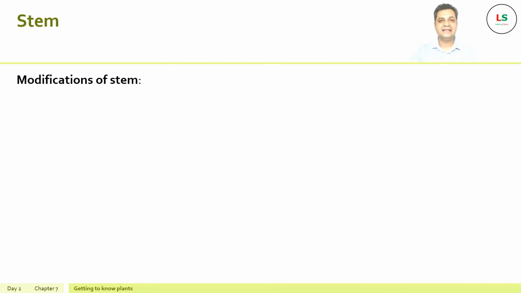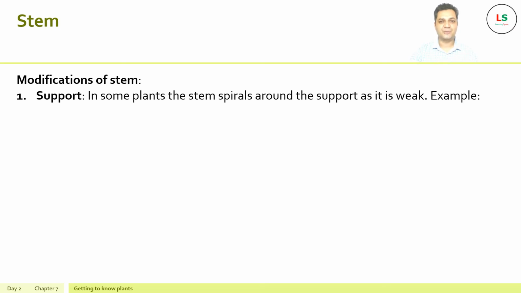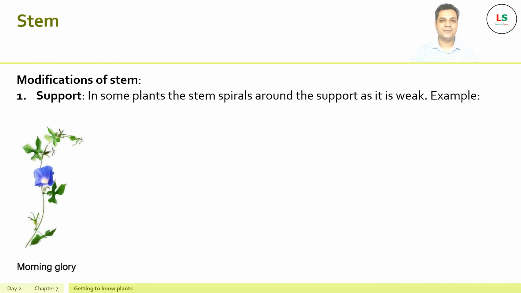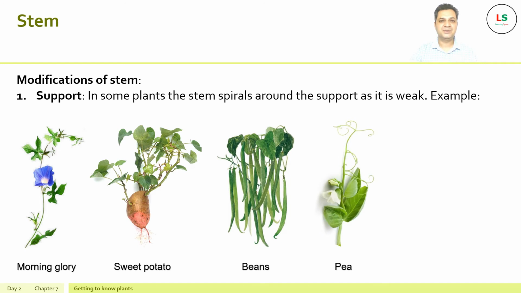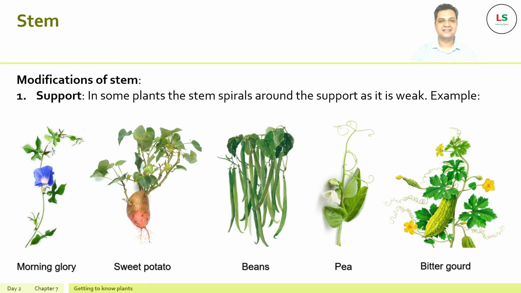Modifications of stem. In some plants, the stems are modified to perform special functions. There are three special functions and let's see them one by one. First one is support. In some plants, the stem spirals around a support as it is weak. Example, morning glory, sweet potato, beans, pea and bitter gourd.